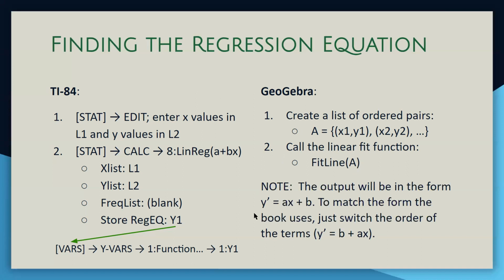A note that GeoGebra always outputs their equation in slope-intercept form, ax plus b. To match the form that you're going to see in the solutions in your textbook, just flip the order of those terms. So switch it so that you've got b plus ax, and that will match the answer in the back of the book for your textbook.